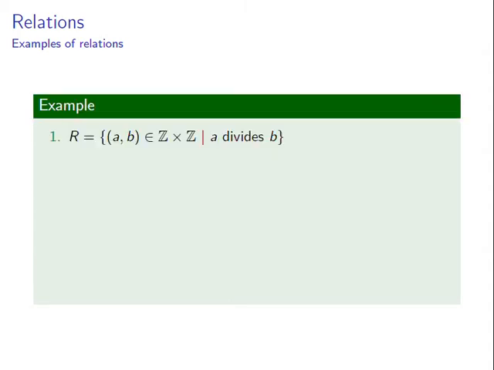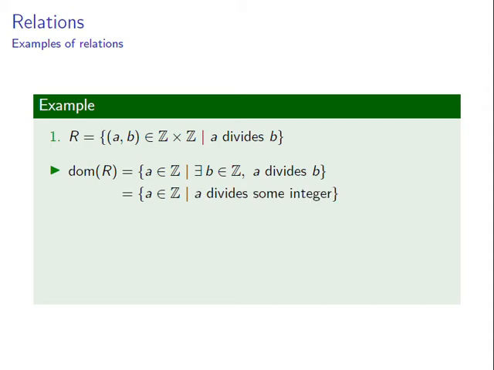Consider the relation R consisting of all ordered pairs (a, b) of integers satisfying the condition that a divides b. The domain of R is the set of all integers a with the property that for some integer b, a divides b. That is, the set of all integers a such that a divides some integer. Since 0 does not divide any integer, and since every non-zero integer divides itself, the domain of R is the set of all non-zero integers.